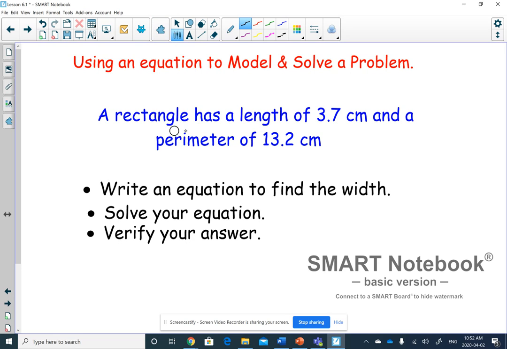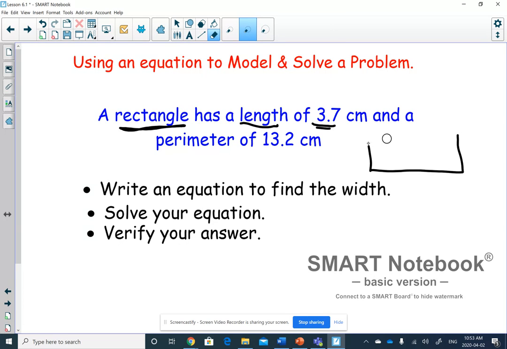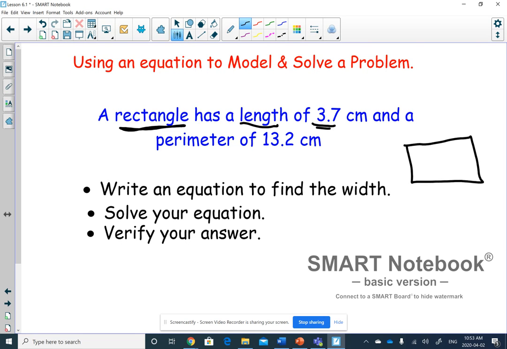So you have a rectangle, right? A length of 3.7. So if I was to draw this, I would have a rectangle, and that rectangle has a length of 3.7. Remember that in a rectangle, these two sides are the same, and then these two sides are the same. So if this is 3.7 here, then this side has to be 3.7.